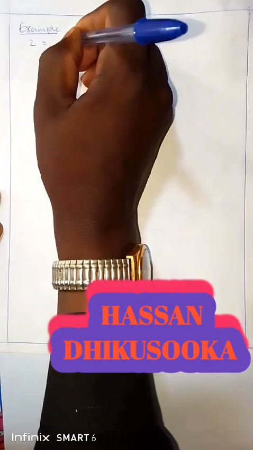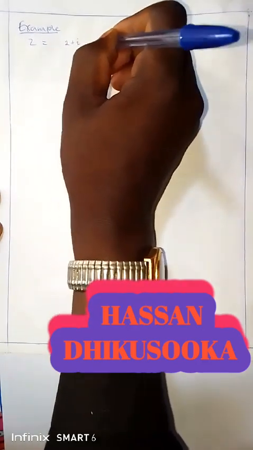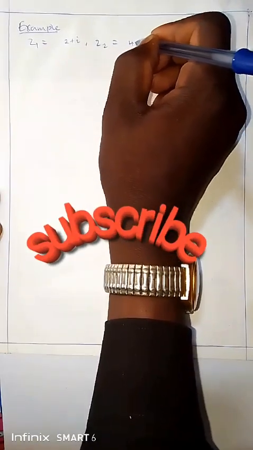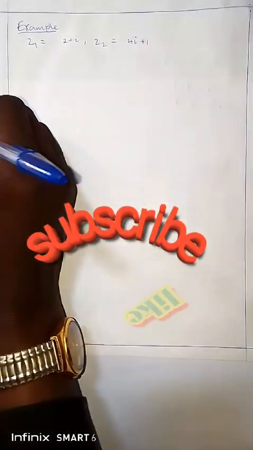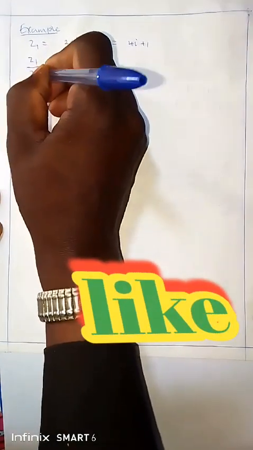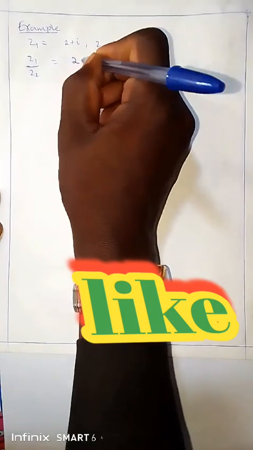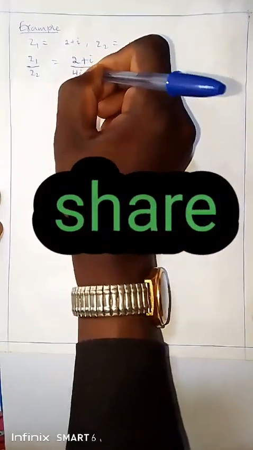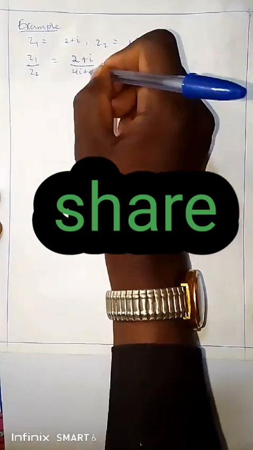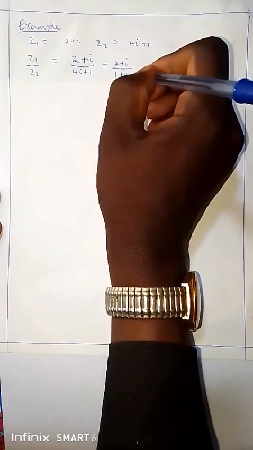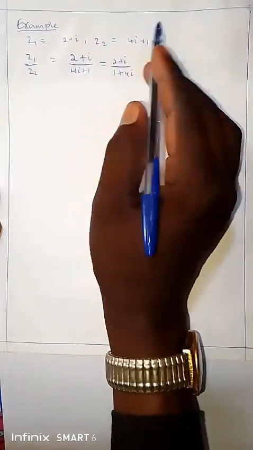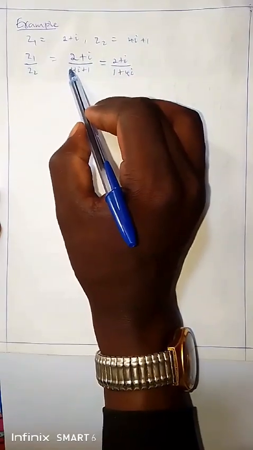If z1 equals 2 plus i and z2 equals 1 plus 4i, we want to find z1 over z2. This is division, so it is 2 plus i over 1 plus 4i. You can begin the usual way of rearranging, but so long as you know which is the imaginary part and which is the real part, such that when you are changing the sign, you change the sign of the imaginary part.